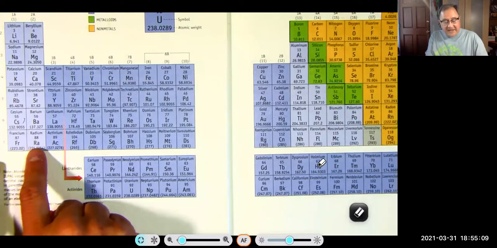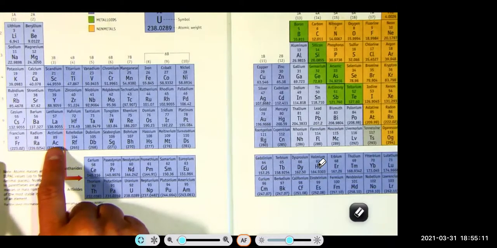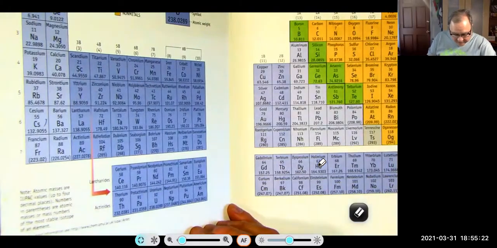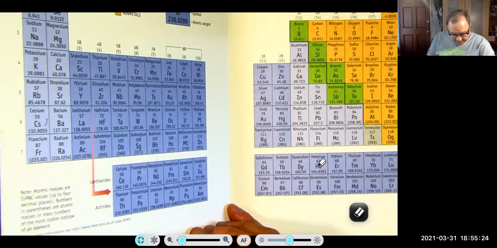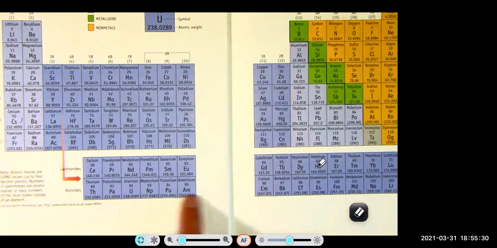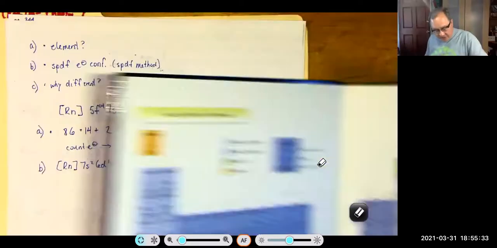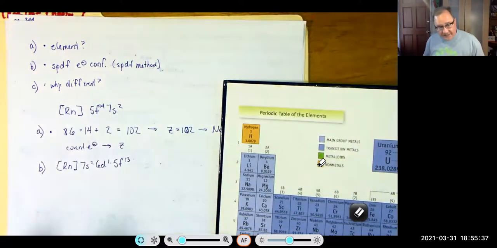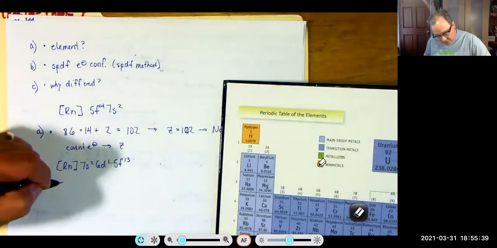What happened to 89? Oh no. I still need to add the 6d1. Correct. Okay, so we would expect it to be radon 7s2 6d1, to account for the other electron. Okay, and then 5f13. And here's where you would have discovered your mistake. You would have checked your work.